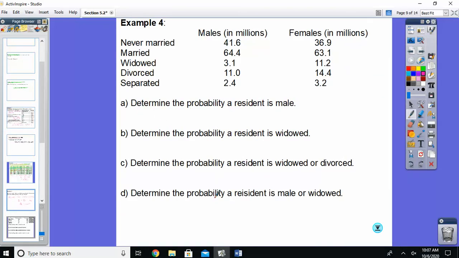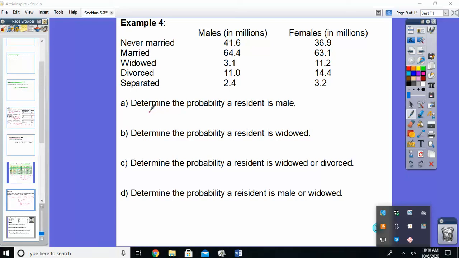Let's do some more. Do you guys want a second to write down this table? I don't know how much you're writing in your notes. I'll give you a second if you want to copy that down. We're going to need to add some things up here. These are people in millions. So the first question was determine the probability that a resident is a male.